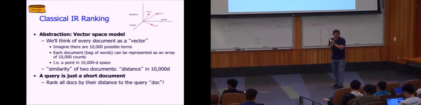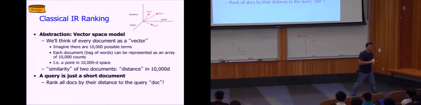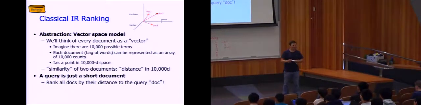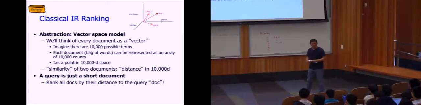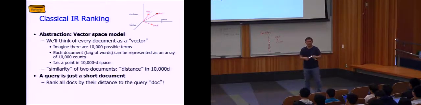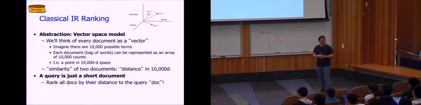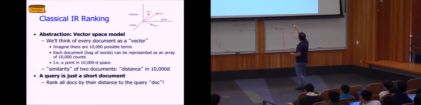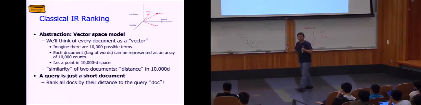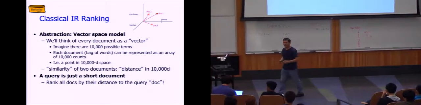So a query, what's a query then? A query is just a document also. Whoa, that's cool, right? You type in your 2-word query, it's like you've composed a new book in the library. And I want to know how close your book is to all the other books, because the close books to your query are the books you like, right? So we're going to rank all documents by their distance to the query document. That's ranking. It's the vector space model.